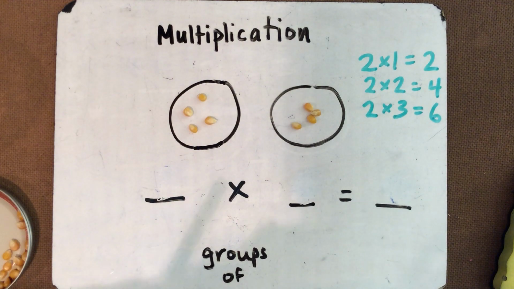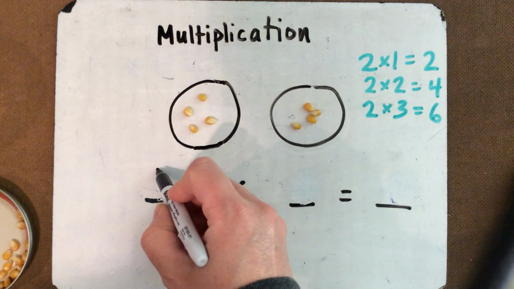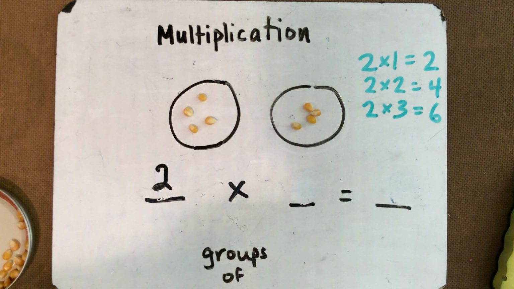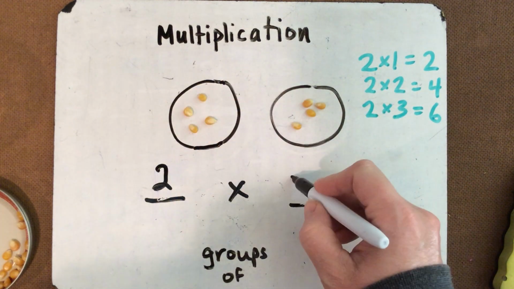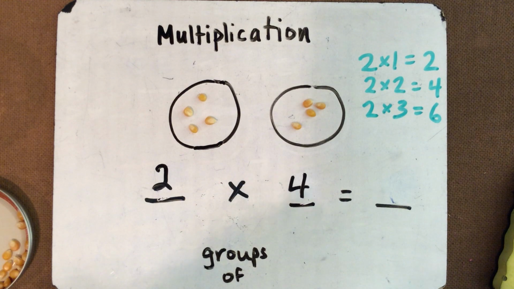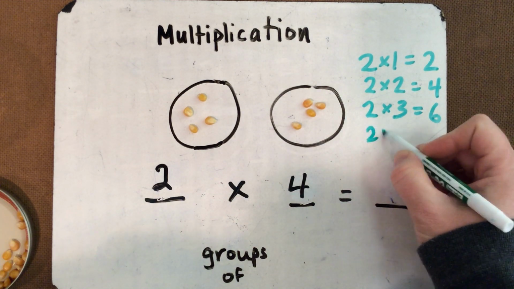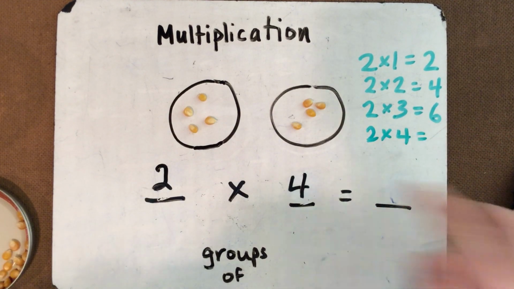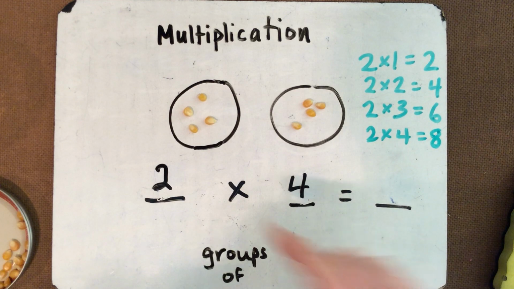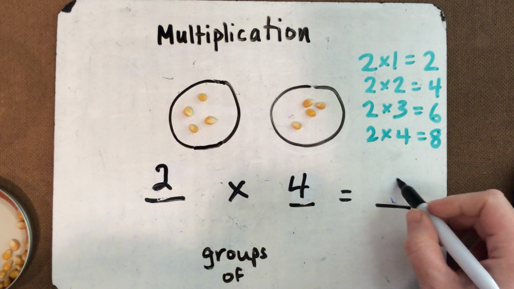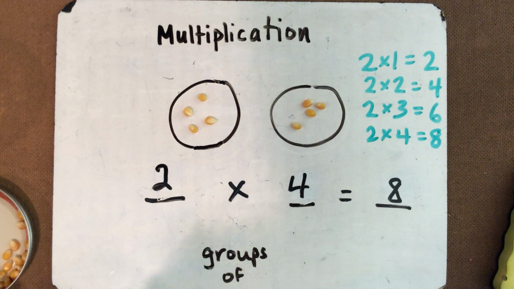So now I have how many groups? I have 2 groups of how many popcorn kernels in each? 1, 2, 3, 4. 2 times 4. What is 2 times 4? So add those up. 2 times 4 equals 1, 2, 3, 4, 5, 6, 7, 8 equals 8. This is like 4 plus 4. Good. Okay, next one.